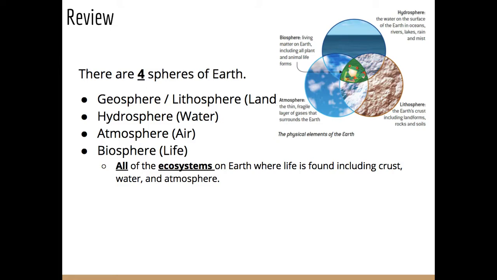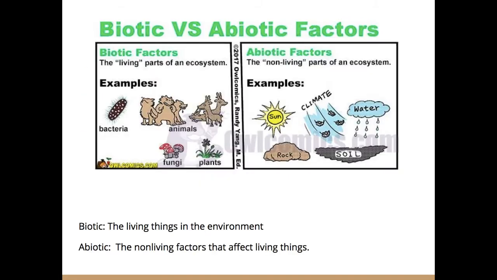Alright, so let's look at some elements of the ecosystem. What does an ecosystem contain? So an ecosystem contains two big groups. We had the biotic factors of an ecosystem and the abiotic factors. So the biotic factors, so bio means life, biotic factors are the living parts.